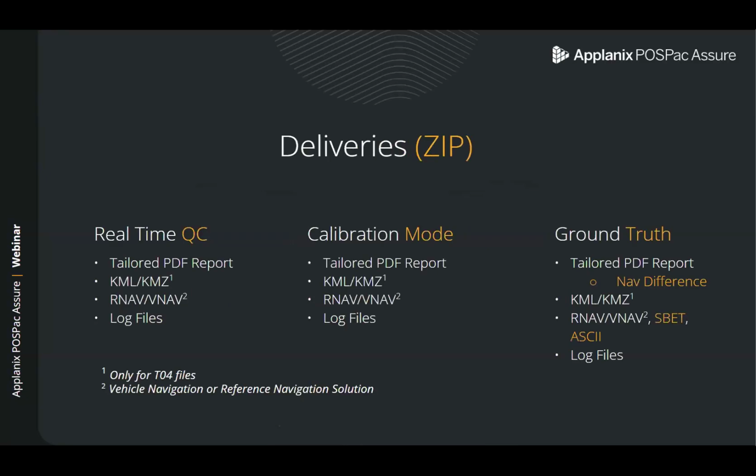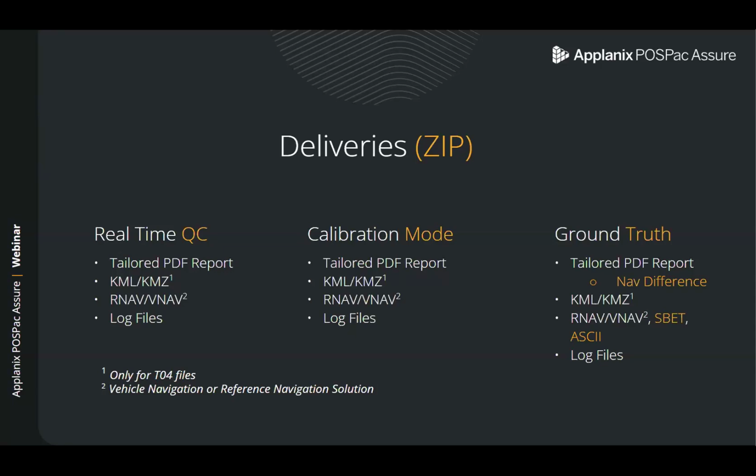In terms of the deliveries, that will always be coming in a zip file with a bunch of files in it. I didn't list all of the files here, but the most important are here. For the real-time QC feature, you'll get a tailored PDF report with all the information that you need to assess the quality of the real-time data that you acquired. In addition, you'll get a KML file, KMZ file only if you have T04 files. You also get the real-time navigation solution, like the vehicle navigation or reference navigation solution, which is the RNAV or VNAV file, along with a bunch of log files if you want to have a deeper dive into your data analysis.